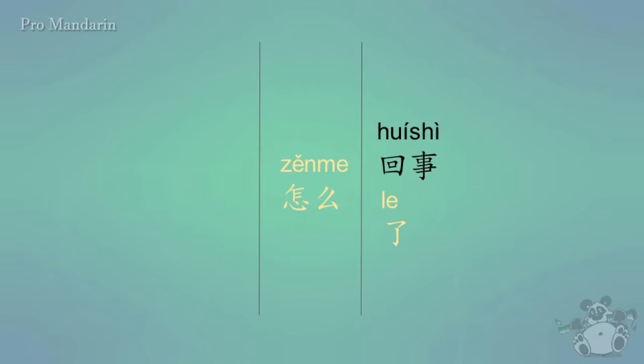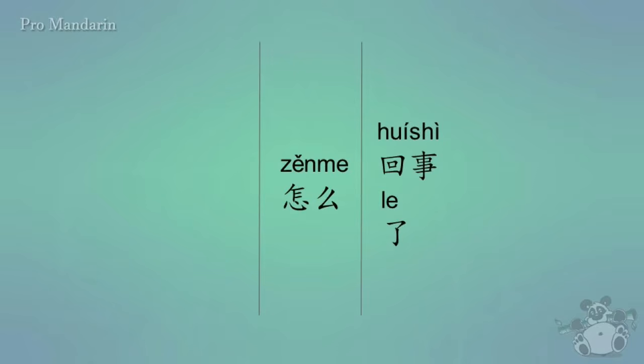Or maybe even what happened, or what's the matter? But if you say 怎么了, then you're kind of saying like, what's wrong? Or it could be kind of like, what do you want? It just depends on the tone of your voice. Now, these can be said just as they are, as standalone phrases.